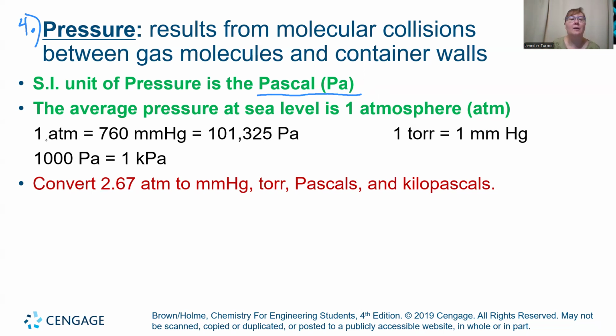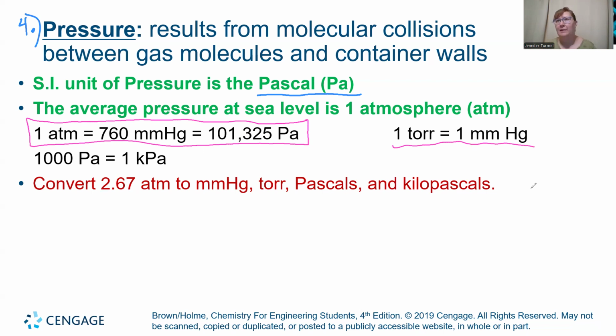So first of all, if we are looking at the atmosphere conversion in here, 1 atmosphere is the same as 760 millimeters of mercury or 101,325 pascals.